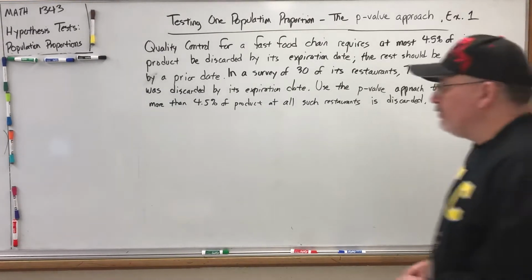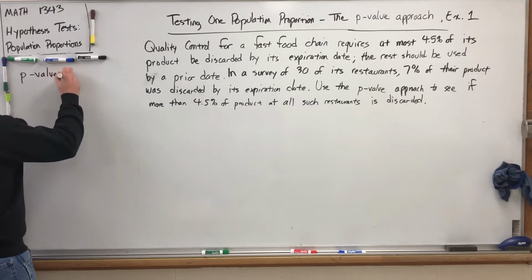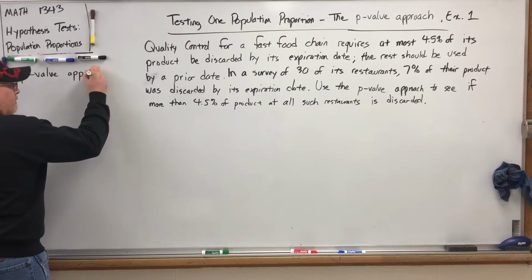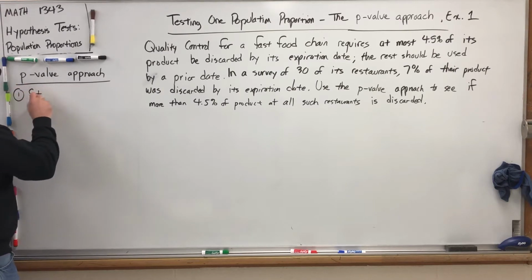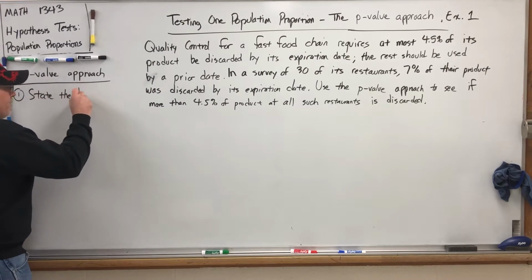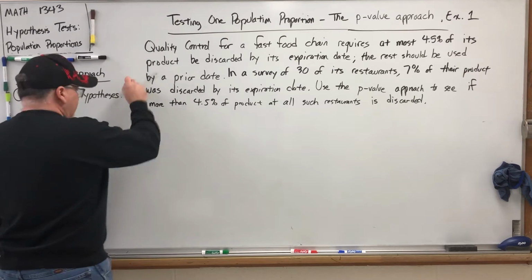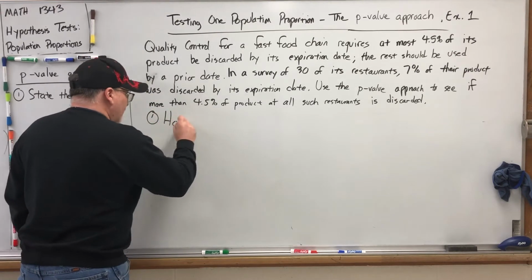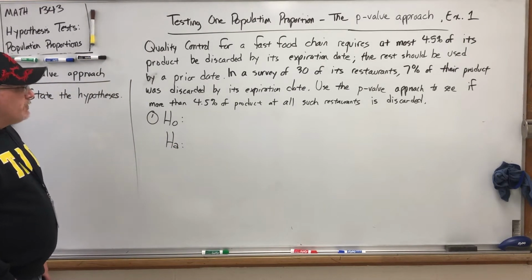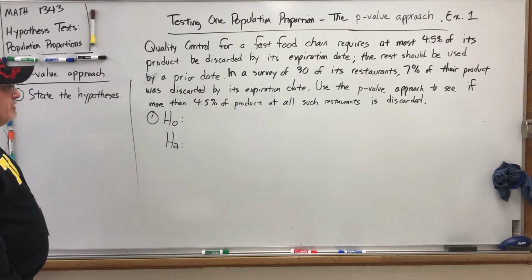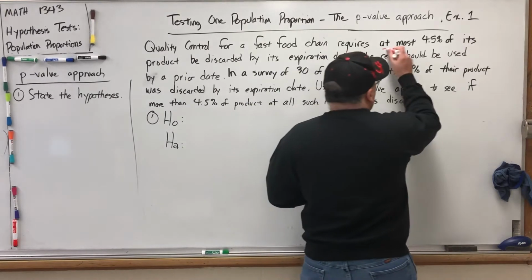So how do we do the p-value approach? Well, the p-value approach starts out like the critical value approach. As do all hypothesis tests, your first step is to state the hypotheses. Okay, let's do that. Null hypothesis, alternative hypothesis. The null hypothesis is given in the first statement. And if it's not immediately clear, focus on the phrase at most 4.5%.